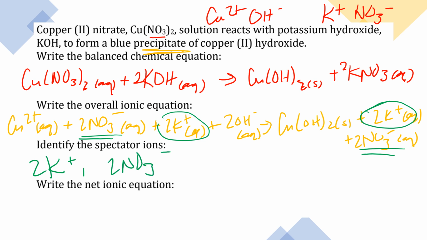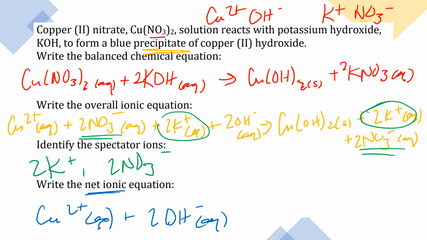So you write out the net ionic equation. All you have left really is Cu 2 plus aqueous plus 2 OH minus aqueous produces copper 2 hydroxide solid. That's how you get the net ionic equation.